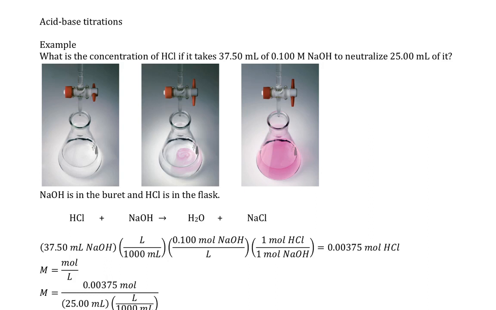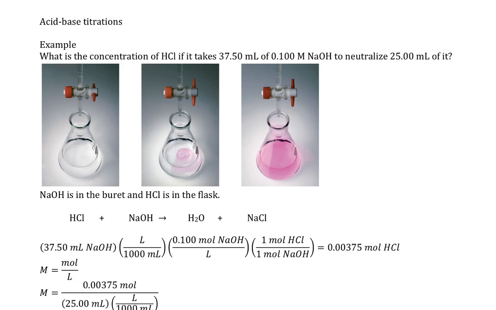In our example here, we have NaOH in the burette, HCl in the flask. Our problem is, what is the concentration of the HCl solution, that original one in our flask, if it takes 37.50 milliliters of 0.100 molar NaOH in the burette to neutralize 25.00 mLs of it. So what we have then is, in our flask we have 25.00 mLs of HCl. We're after what its concentration is.